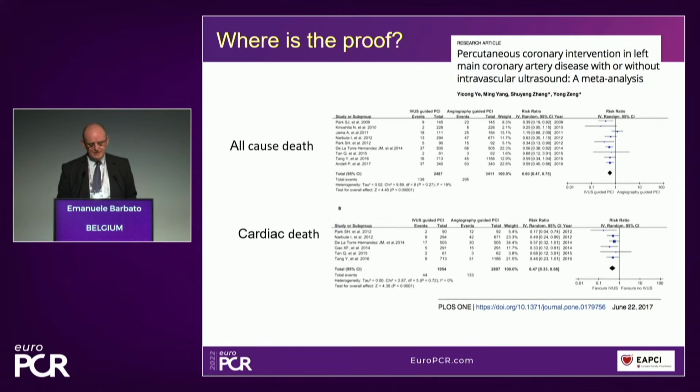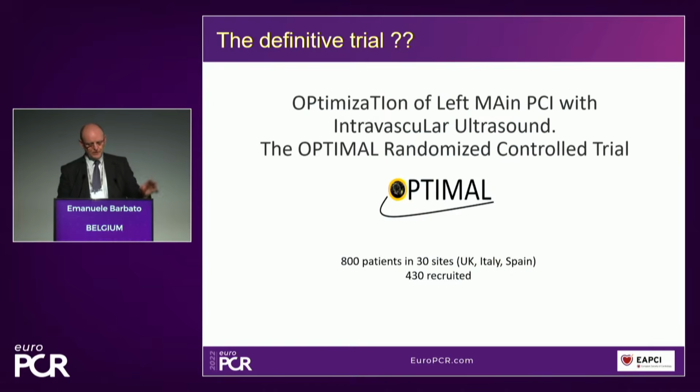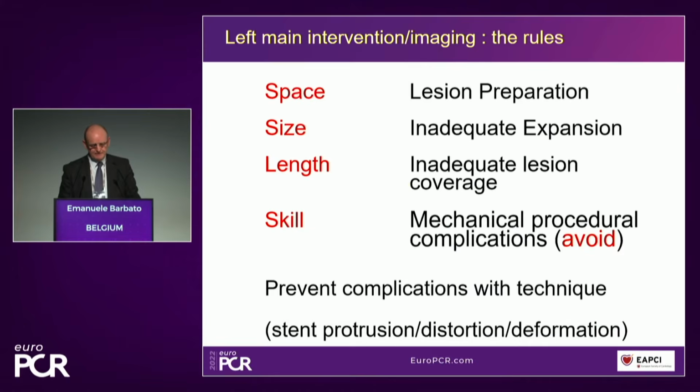This data from China, a meta-analysis of IVUS in the left main, and you see an impact on all-cause death and cardiac death. And this data that comes from the UK, looking at improved survival rates using IVUS versus no IVUS in the BCIS registry. So there is data from the trials, there's data from the real world, and we hope soon to show you the data from a specialized, dedicated randomized trial, the OPTIMAL trial, which we're doing in the UK, in Spain and in Italy, and we're nearly 2/3 full. So we'll have that data, I hope, in about 2 years' time.